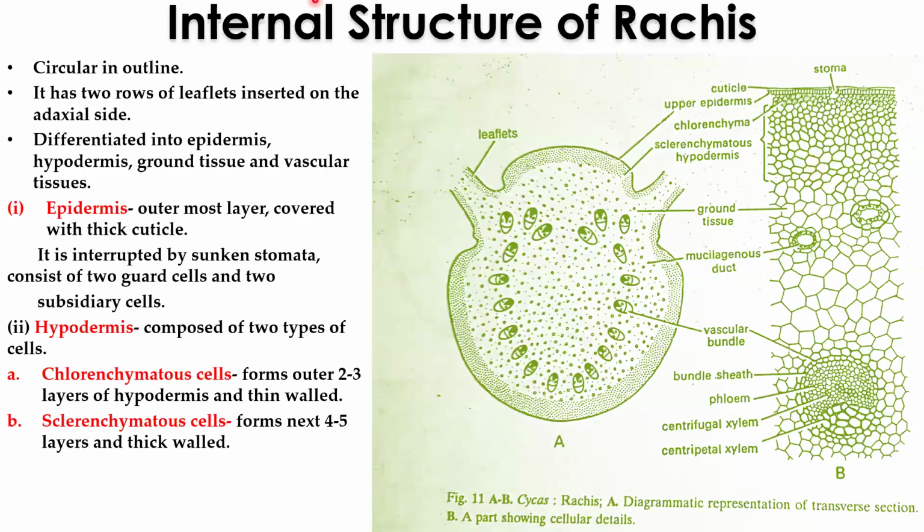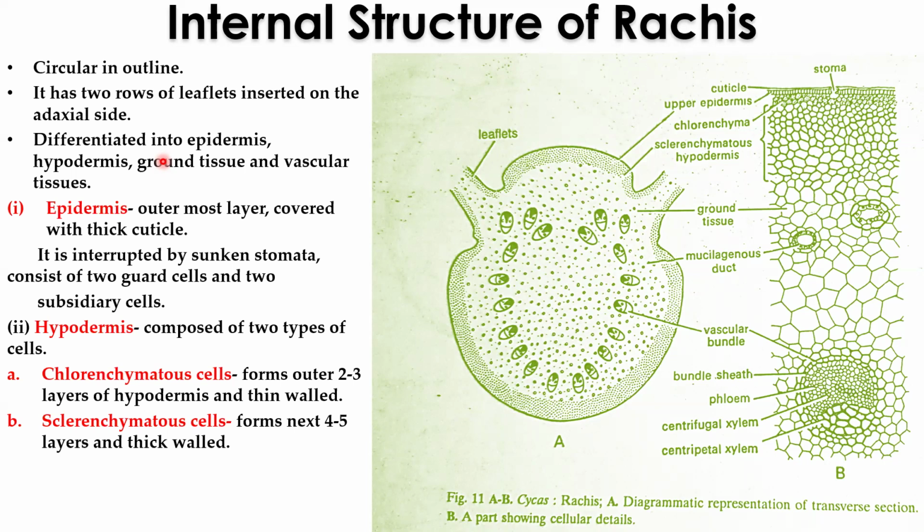The internal structure of rachis. It is circular in outline and has two rows of leaflets present on the adaxial side. It is differentiated into epidermis, hypodermis, ground tissue, and vascular tissue. Epidermis is the outermost layer and is covered with thick cuticle. It is interrupted by sunken stomata, which consist of two guard cells and two subsidiary cells over the lower side.